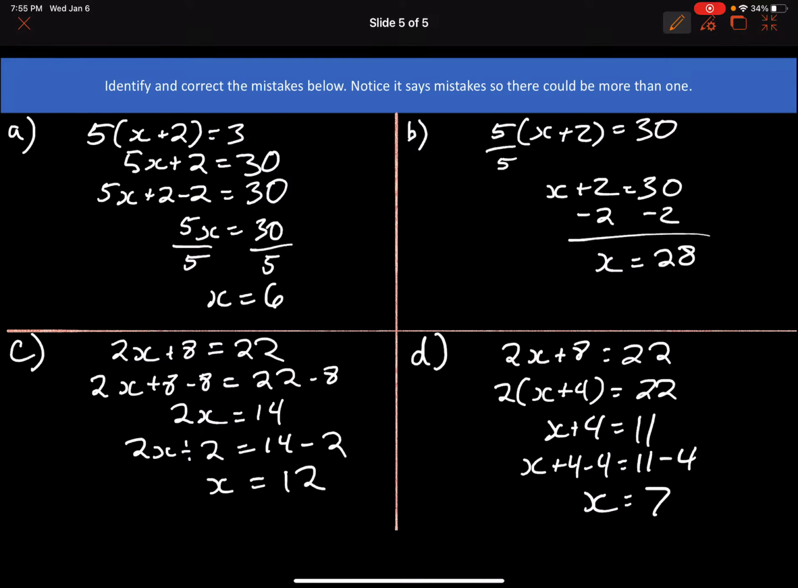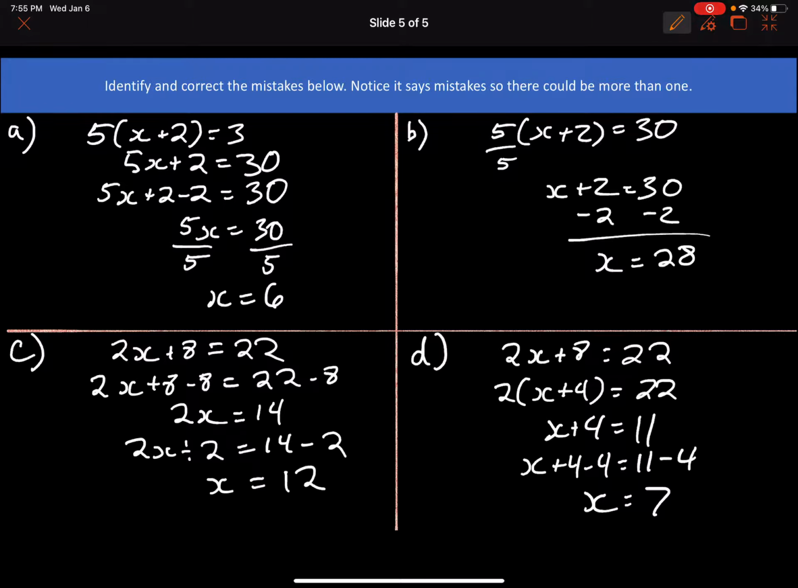Okay, so I want you to do the same thing here. I want you to analyze these 4 different questions, and I want to see if you can find the mistakes below. Now notice I said mistakes, so there could be more than one mistake in one problem. So pause the video, make sure you really analyze this and find all of the mistakes that are there. Make sure you do the first step first. Pause. All right, so coming back.